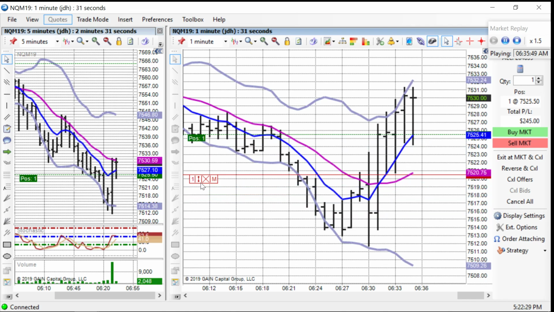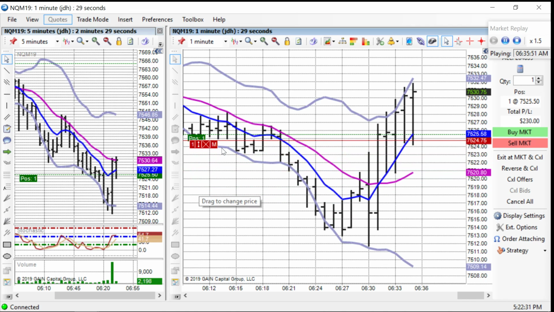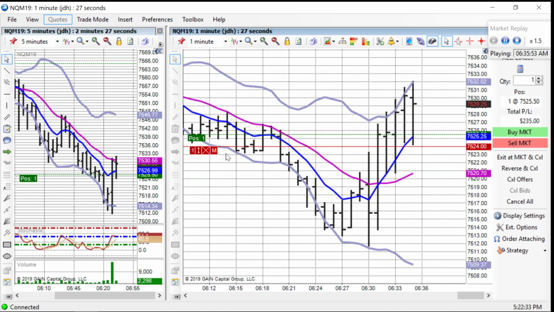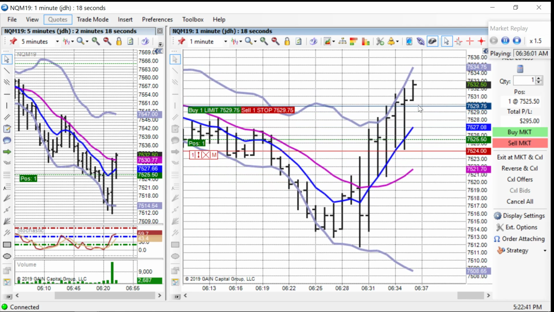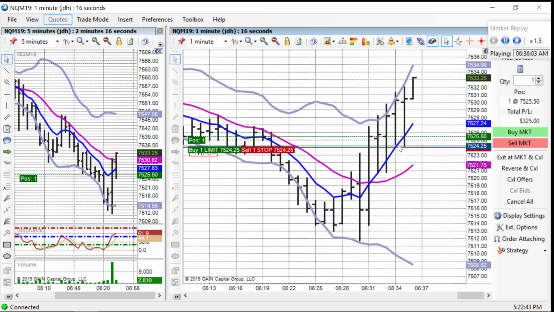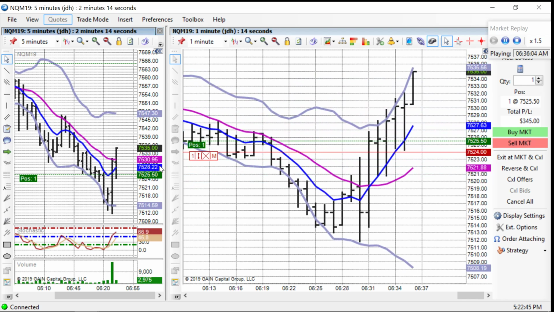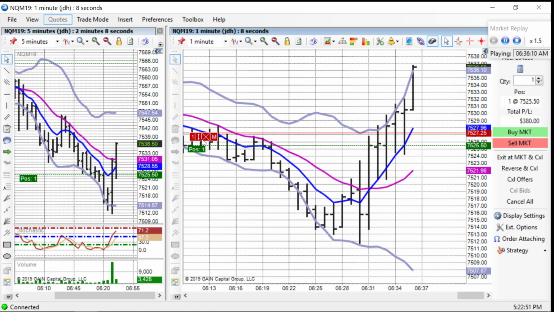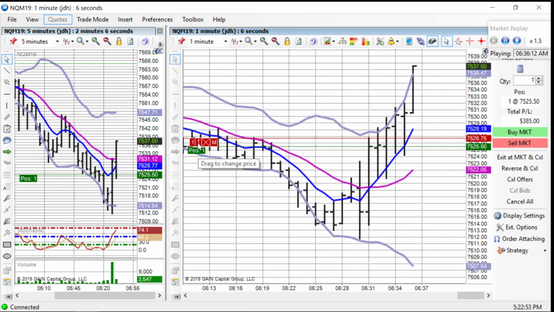Matter of fact, if I don't want to be in too much risk, I can just move it up right now below natural support, which is below each price bar here. And since we're moving up in a pretty strong trend here, I know it's a good possibility that I don't need to be at risk at all anymore.